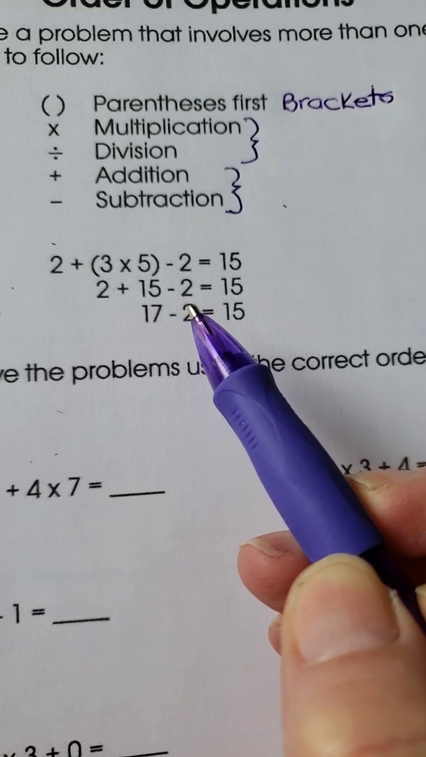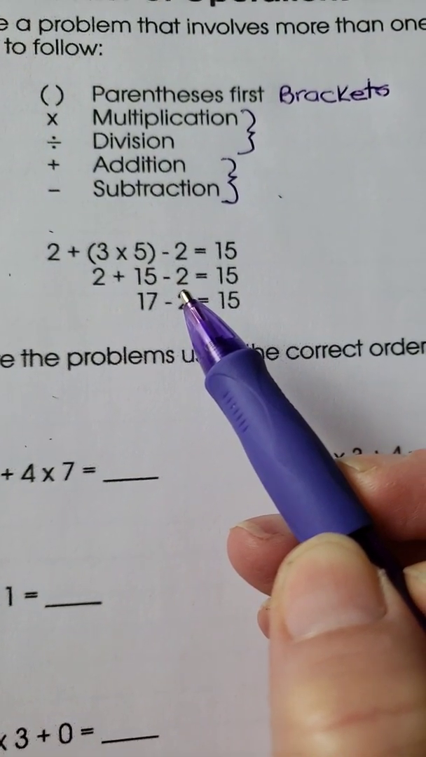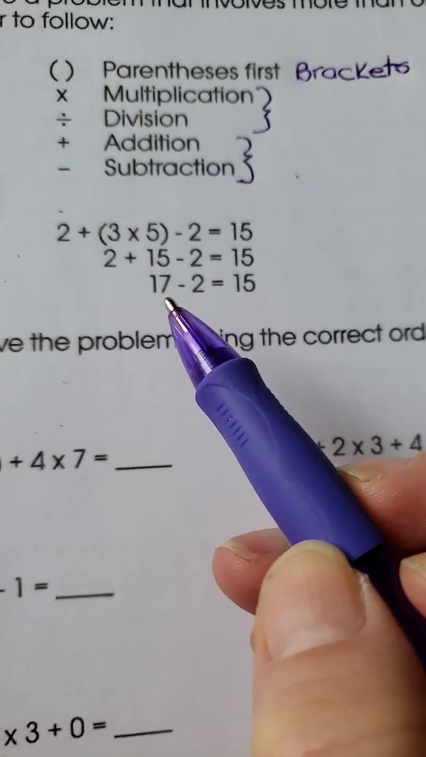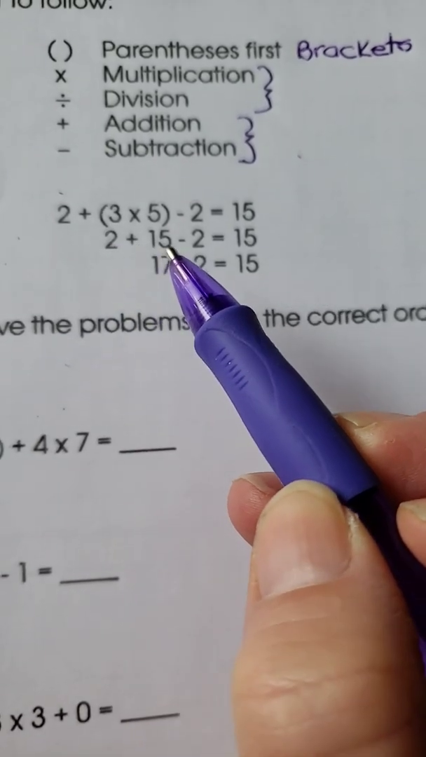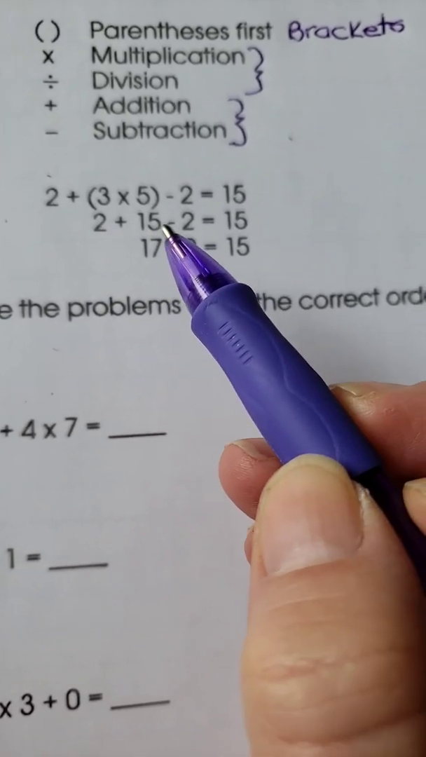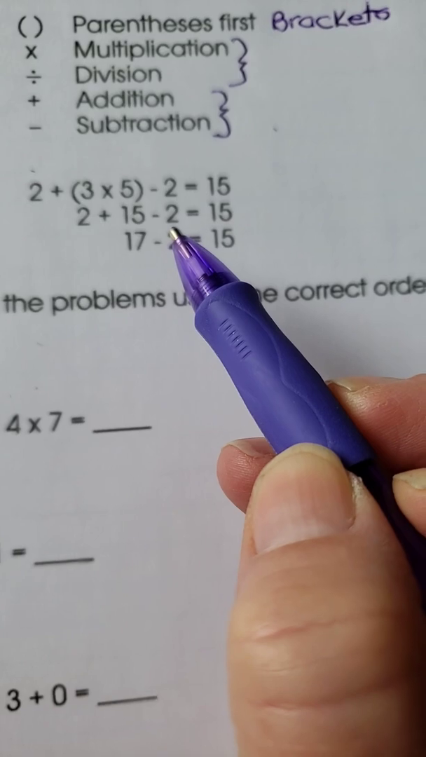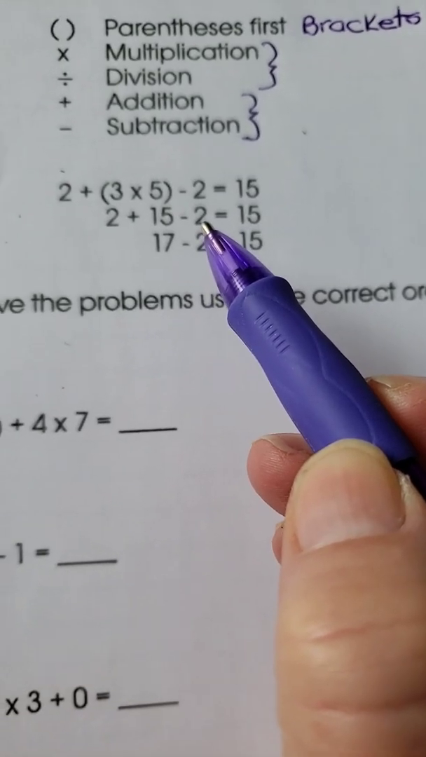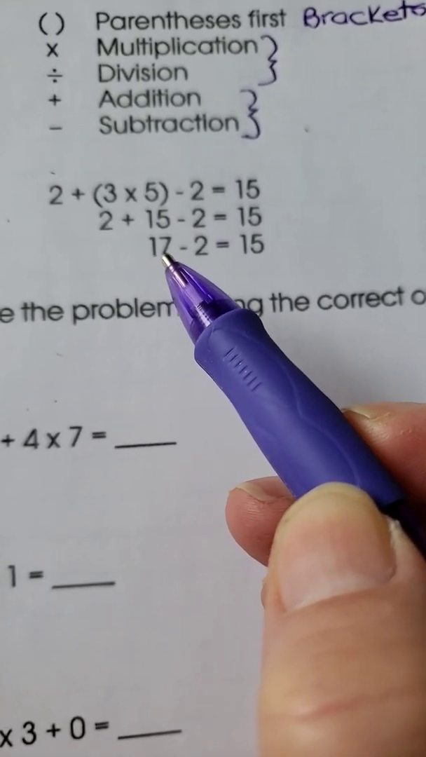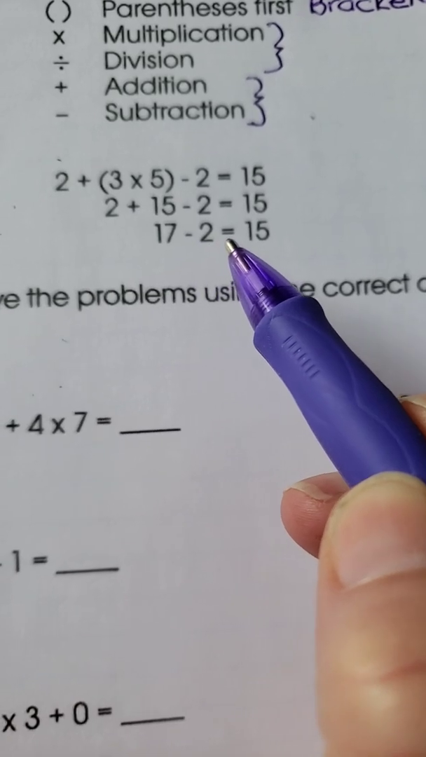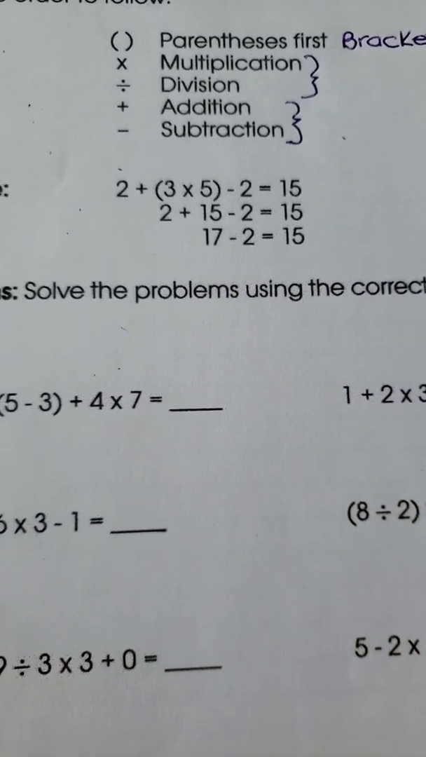You're only allowed to do one thing on each line. So for the next line, we're going to add 2 plus 15, which equals 17. And we write minus 2 because we haven't done anything with that. Then we write the 17 minus 2, and that equals 15.